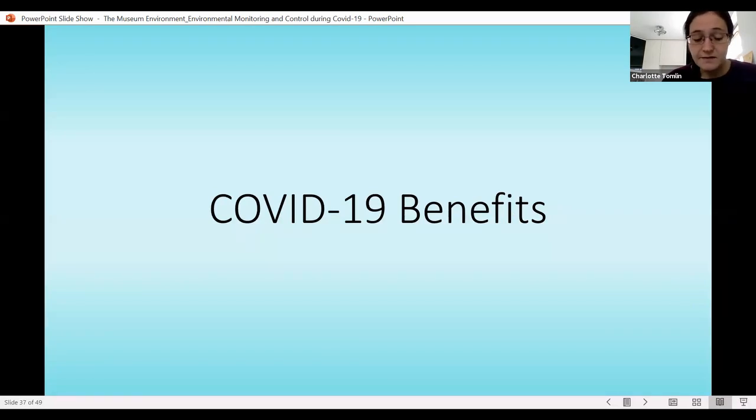At the very least, the environmental data will show how the museum environment naturally acts without visitors and staff affecting the conditions. By comparing the data for this year with previous years, we may be able to truly measure the effect that visitors have on the museum environment.